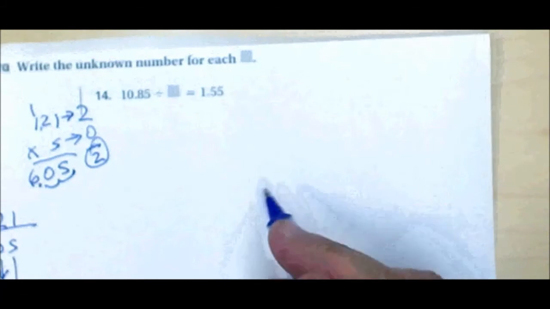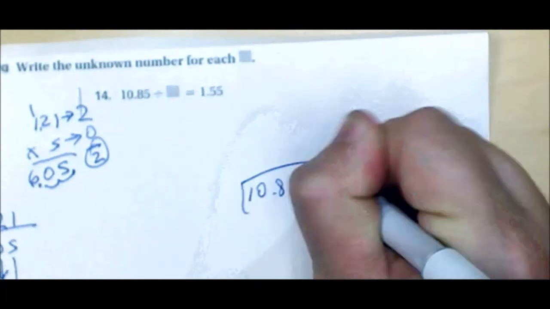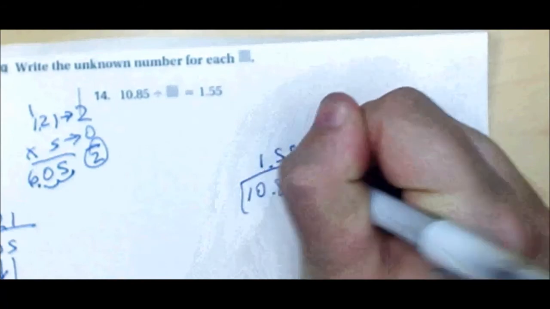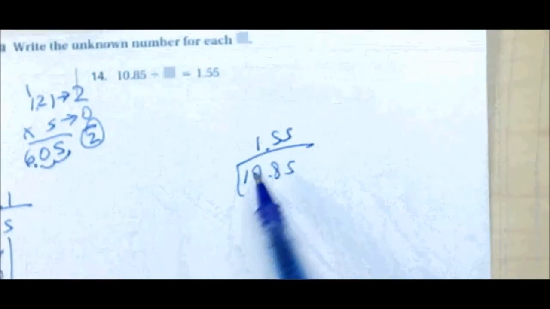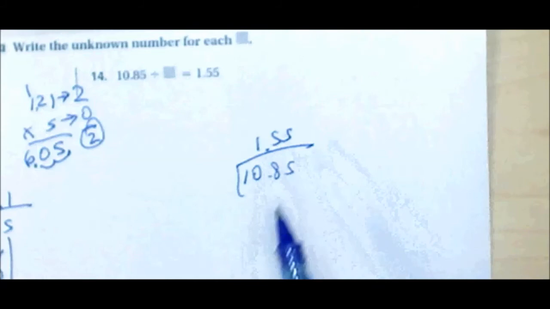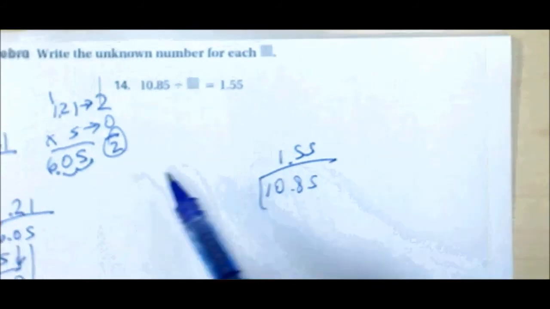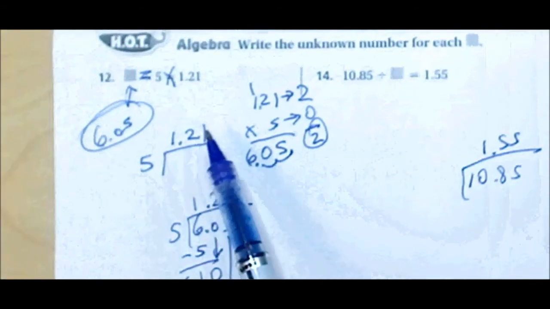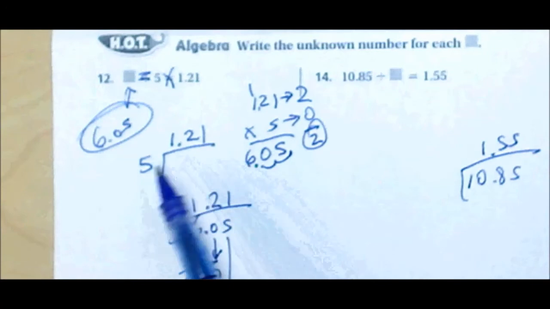Now, here's another type of problem where the blank is in a different spot. I have 10.85 divided by blank equals 1.55. Now before, I was missing my dividend. Now I'm missing my divisor. I can't multiply these together because you can only multiply the quotient and the divisor to get the dividend. Basically, two smaller numbers multiplied together make the bigger number.